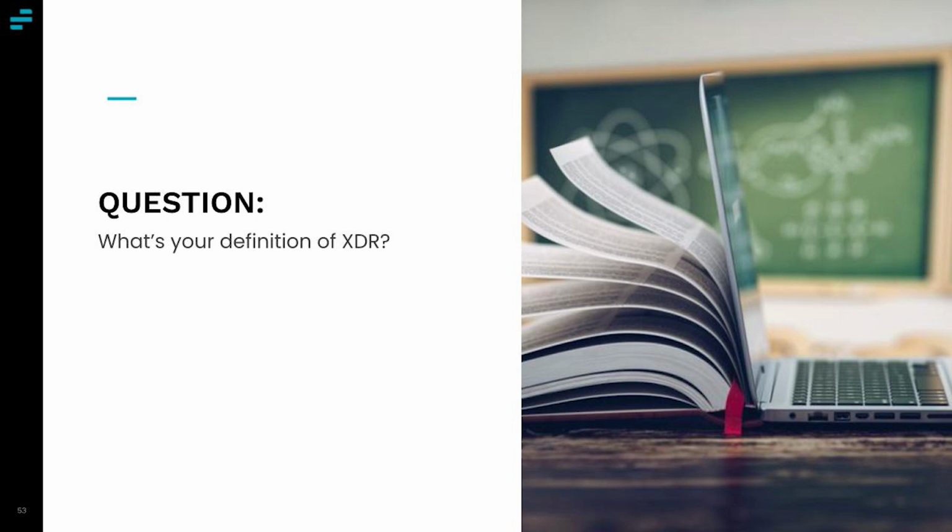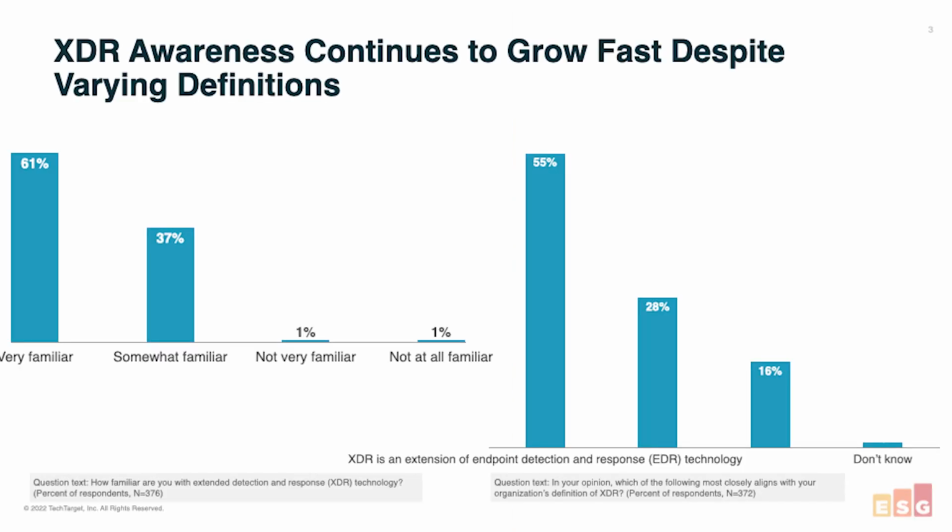Yeah, I couldn't have said it better myself, but having said that, it's still very confusing. And yes, so let me give you some data points. We asked a sample set of 376 security professionals what they believed XDR was. 55% said it's an extension of EDR. 28% said it's a detection and response product suite from a single vendor. And 16% said it's an integrated and heterogeneous security product architecture.